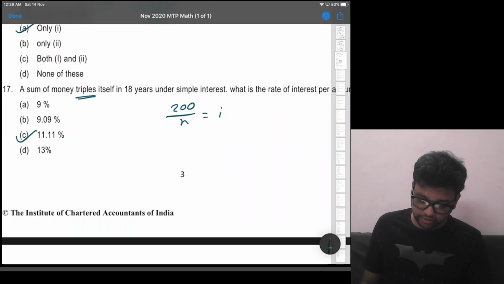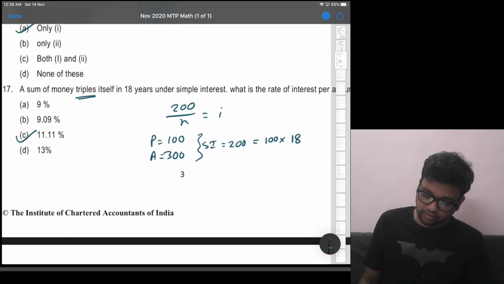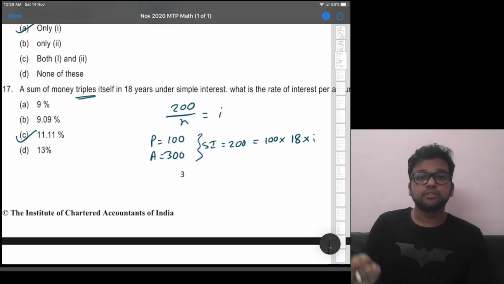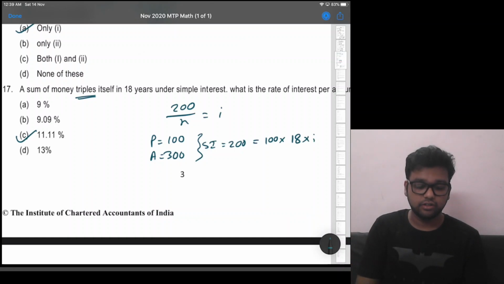Or what you can do is assume principal is 100, so amount will be triple, that is 300. That means the difference is simple interest, which is 200. But simple interest is what? Principal into n into I. Right? So it is like doing the same thing. 200 divided by 18 divided by 100 gives 0.1111, which is 11.11%. Okay.